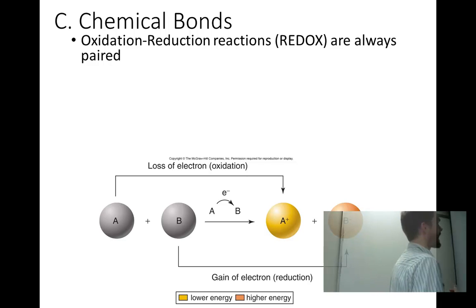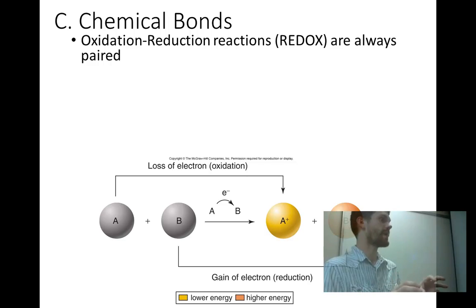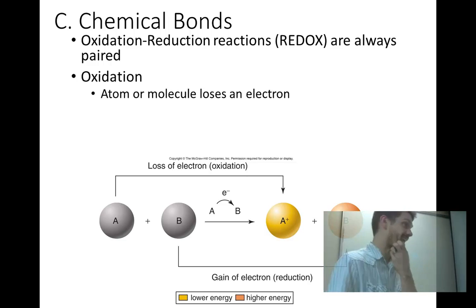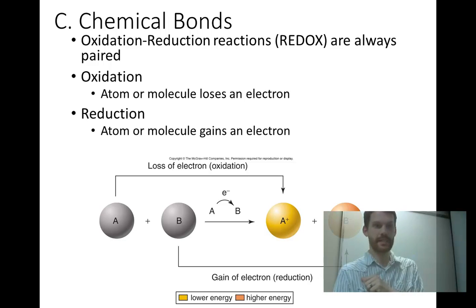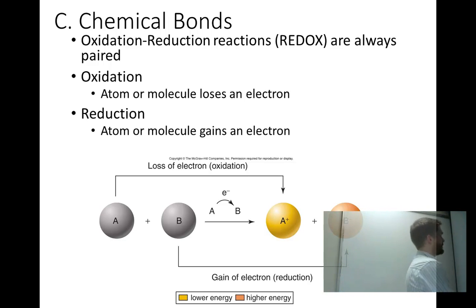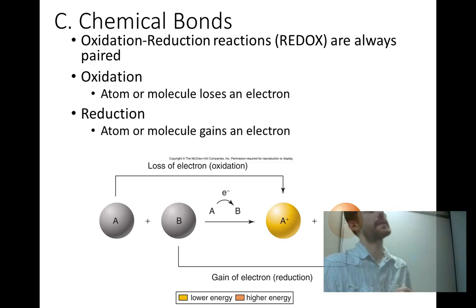Oxidation reduction reactions, or redox reactions, are ways that we build molecules, store energy, and use molecules for energy. In an oxidation, an atom or a molecule loses an electron. And then in a reduction, an atom or a molecule gains an electron. So in an oxidation-reduction reaction, you have one that's oxidized and one that's reduced. The one that's reduced gains an electron. The one that's oxidized loses an electron.